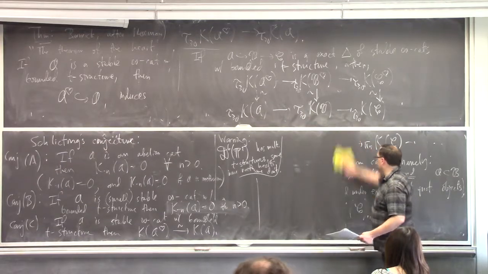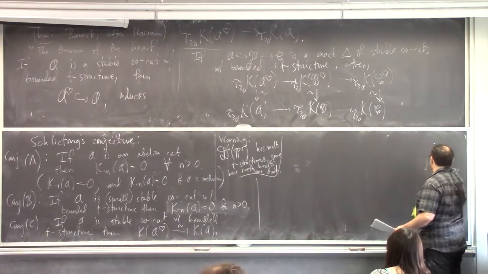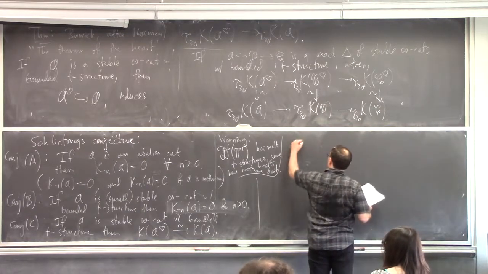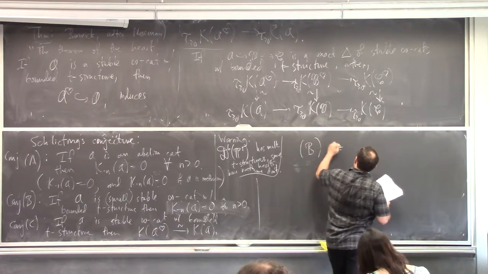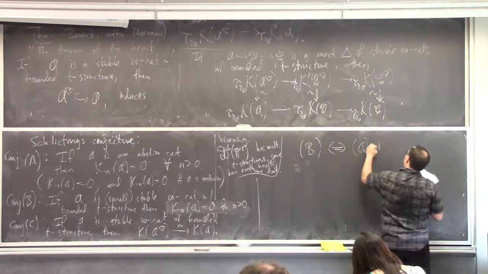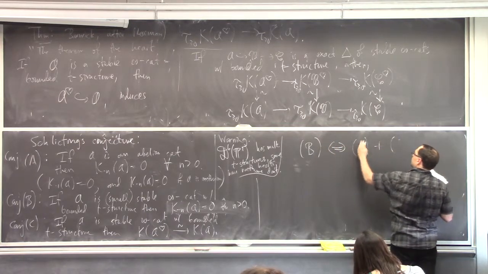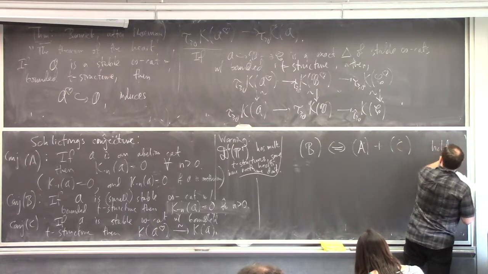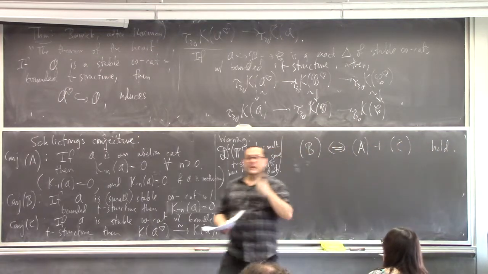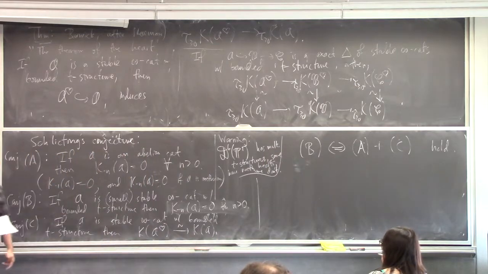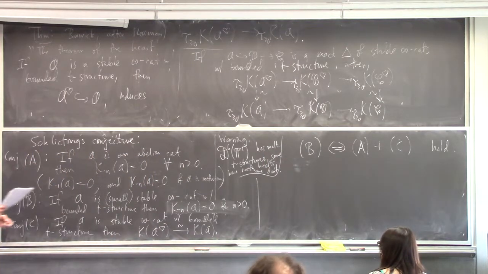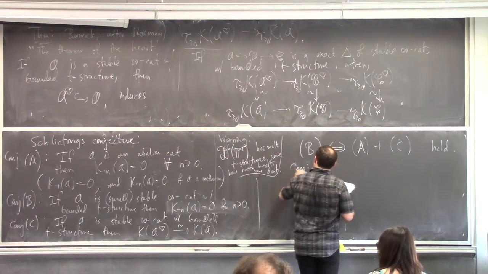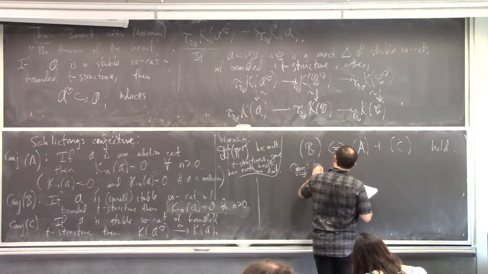Now you might be wondering, are any of these conjectures related to one another? And the answer is, conjecture B is true if and only if conjecture A and conjecture C hold. So B is the real conjecture that we care about. Let me state one more conjecture. Let me call it D.